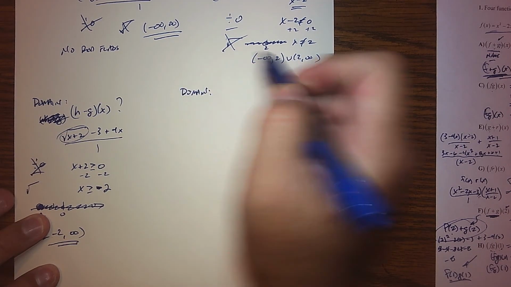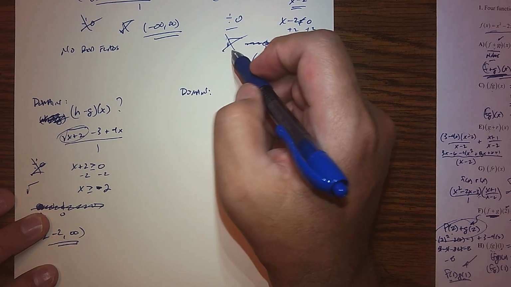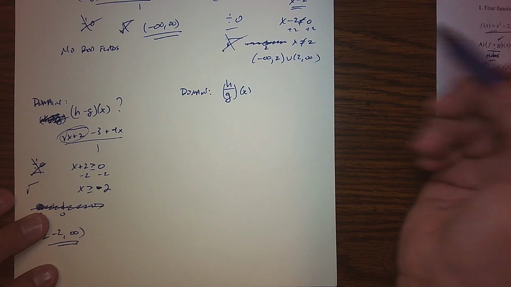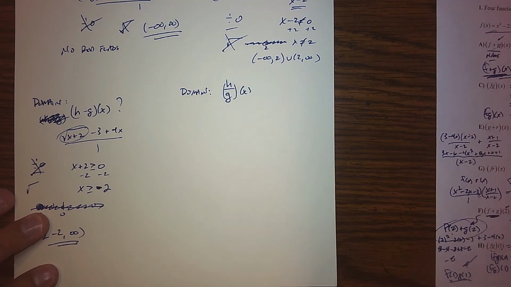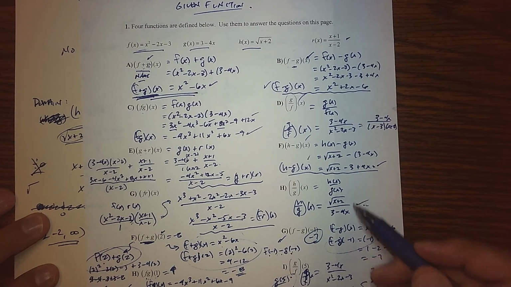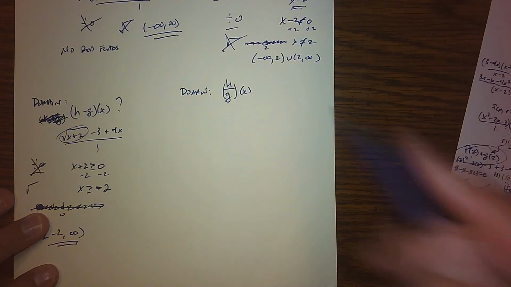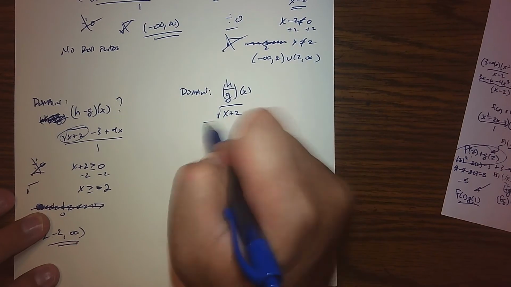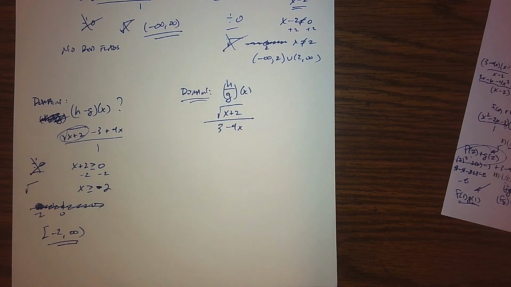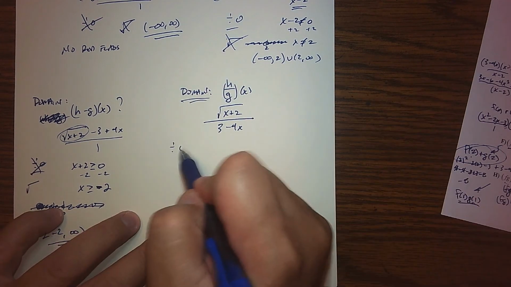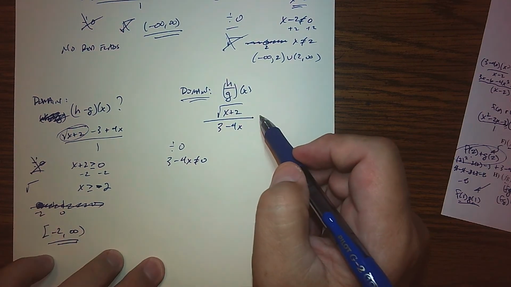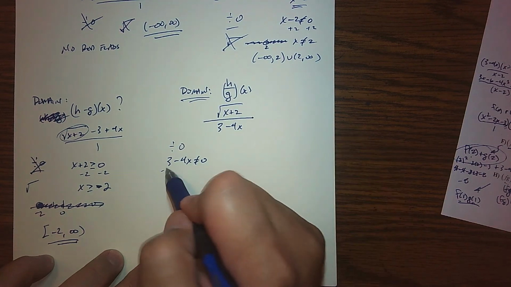What about the domain of the function h over g of x? All right, and so again, we've already found that, right? That was here. So when we put the function h over the function g, we end up with the function, the square root of x plus 2 all over 3 minus 4x. So how do I find its domain? Well, again, if we consider the division by 0, we do in fact have a situation, right? We have to worry about when that denominator is equal to 0.